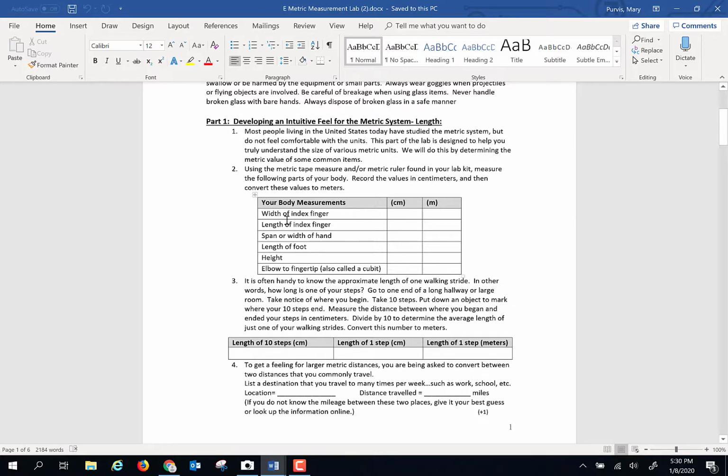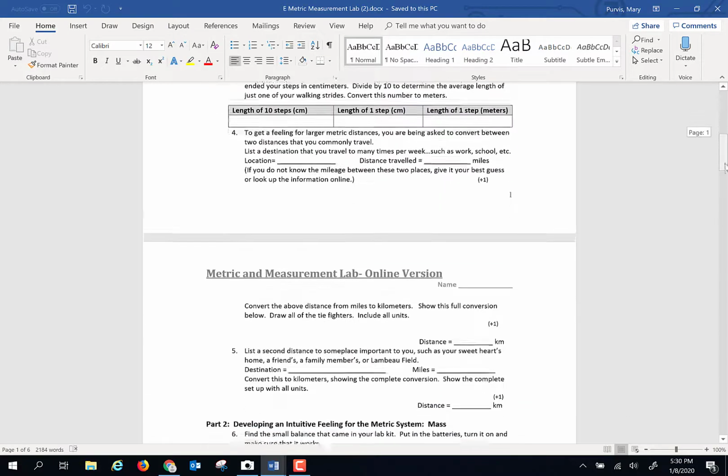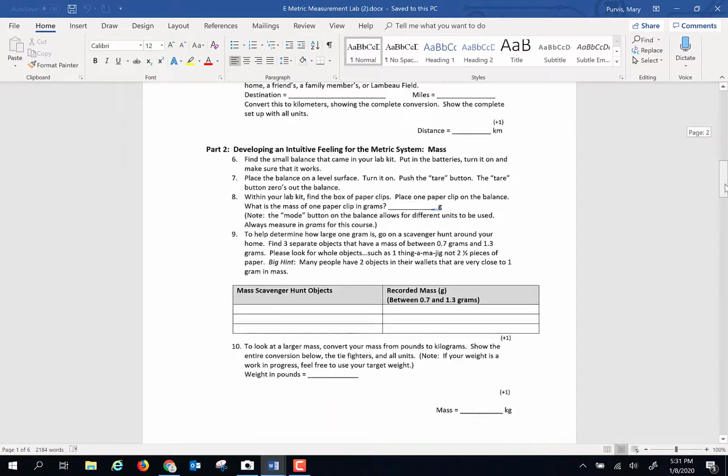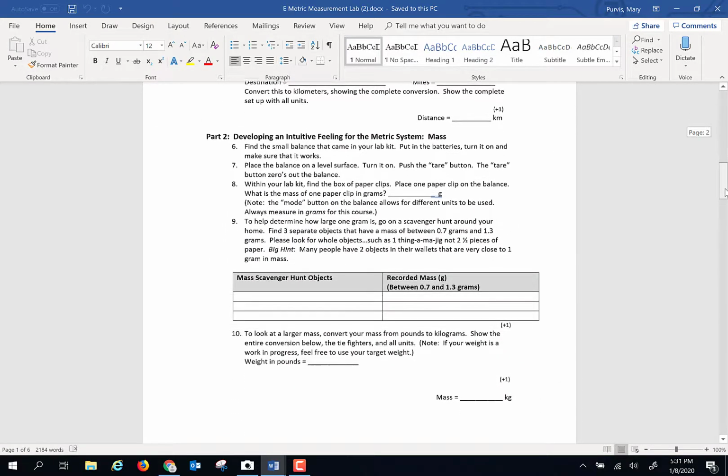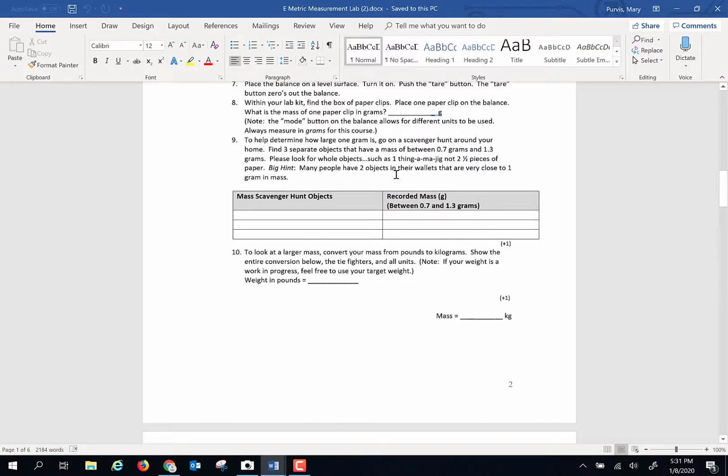So you're going to start by measuring some parts of your body, measuring the length of one of your steps. You're going to do a scavenger hunt around your home and use the little balance that came in your kit to find some things that have a mass of about 1 gram. You're going to show me the conversions from pounds to kilograms of your weight.